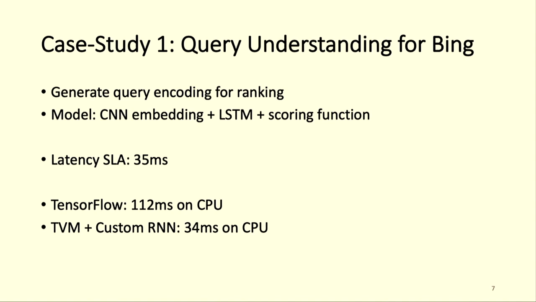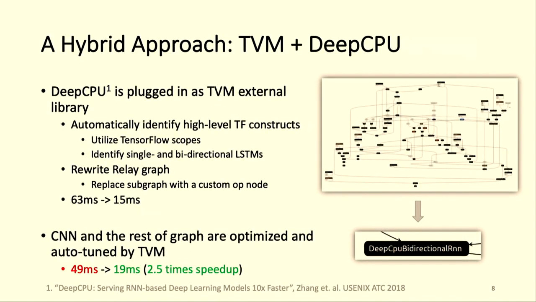With TVM and some of our customized optimization, we were able to reduce the execution time to 34 milliseconds on CPU. In particular, the approach we take here is a hybrid approach where we are plugging our Deep CPU library into TVM as an external library. And as John just mentioned, Deep CPU is a highly efficient implementation for recurrent neural networks on CPU. Since for this model, the LSTM contributes a large portion of the execution time, we replace that with our customized ops.